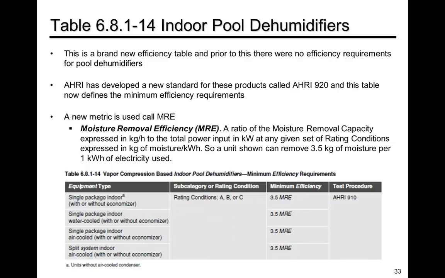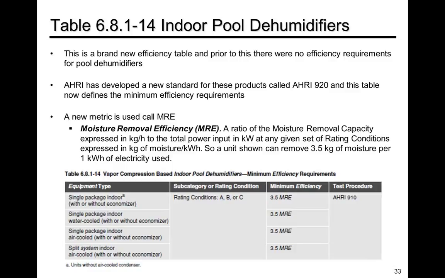So a new table, table 14, indoor pool dehumidifiers. Brand new table, no requirements in the past. HRI has developed a new standard called 920 that allows us to rate these products now, and they have a new metric that's quite new to a lot of us. It's what they call a moisture removal efficiency, MRE, the ratio of the moisture removed, expressed in kilograms per hour, to the total power input. So it's basically a measure of how efficient the unit is at removing moisture, and you can see the various levels down there at the bottom.